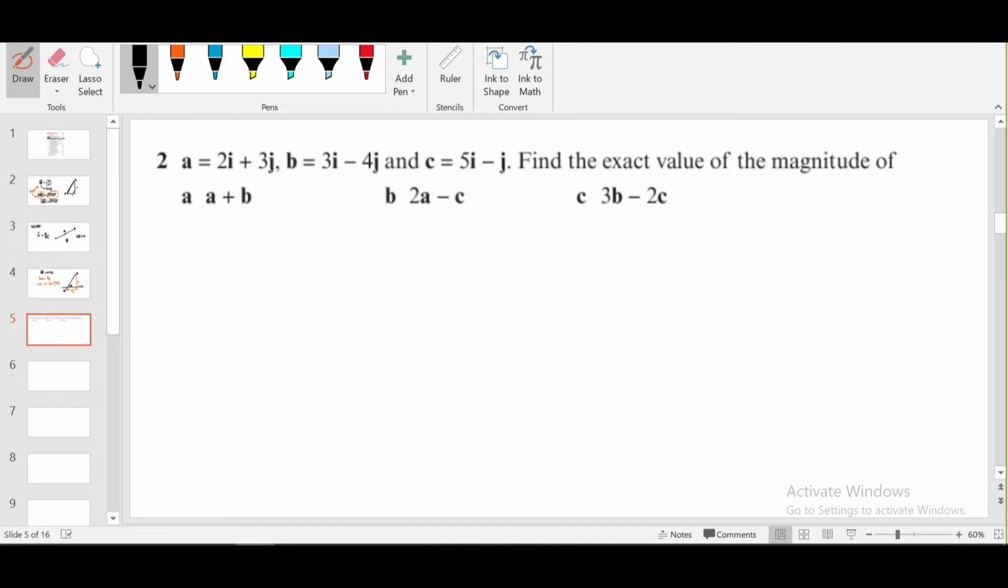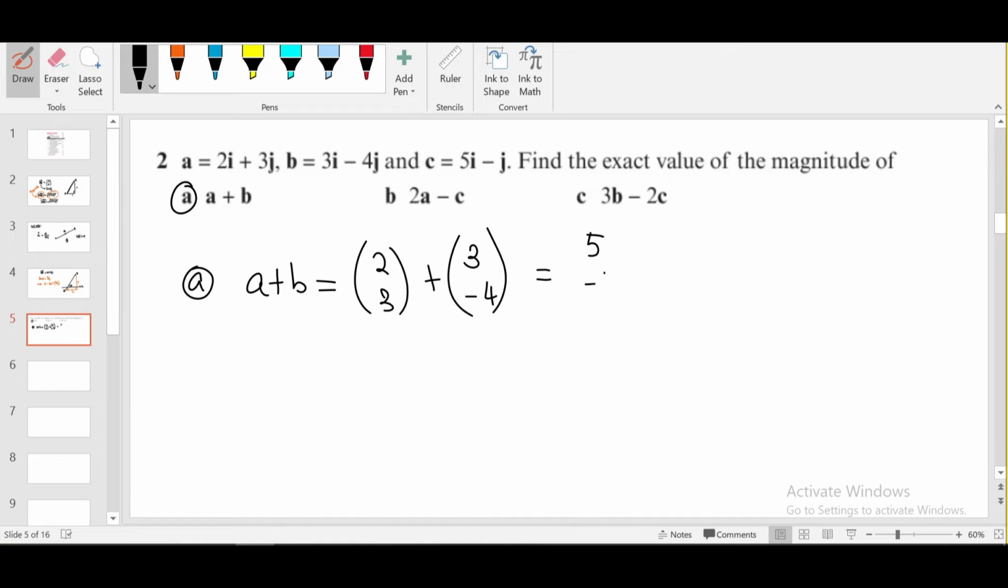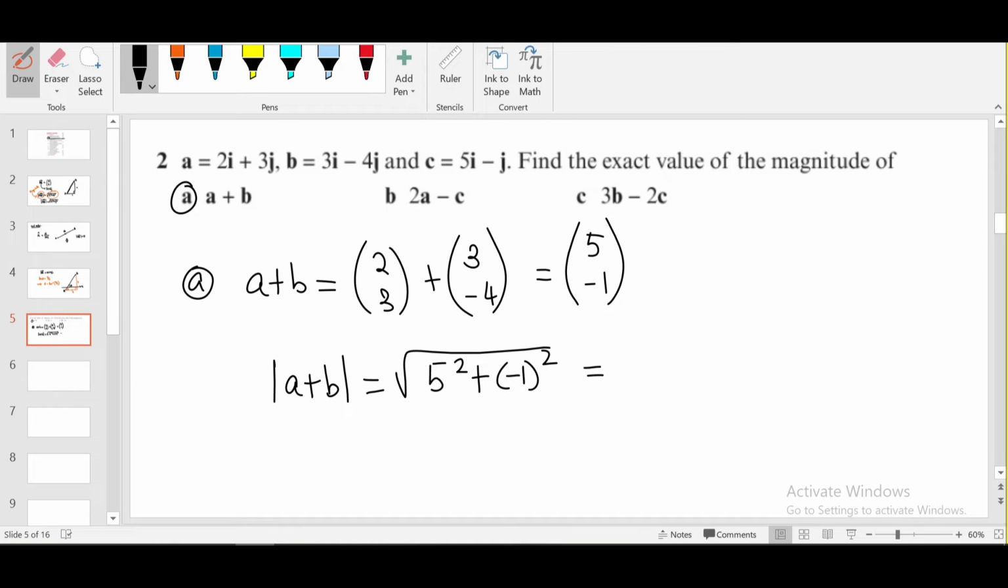You have 3 vectors given A, B, C. Find the exact value of the magnitude of A plus B. So basically, first find A plus B. A is 2, 3. I'm going to put it in the matrix form, so it's easy to add. B is this. So A plus B is 5, minus 1, right? Yes. So the modulus of A plus B is square root of 5 squared plus negative 1 squared. That's a rule we learned just now, right? Which is square root of 26. Understand?